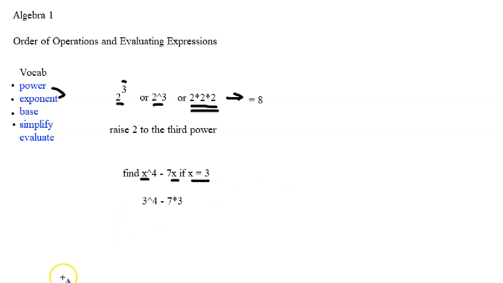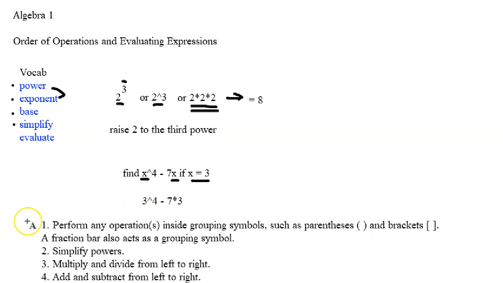This is where order of operations comes into play. What you're going to do is follow these orders. Now, to be honest, these ideas come from the fact that mathematics is what is called a binary science. In other words, we do two things.